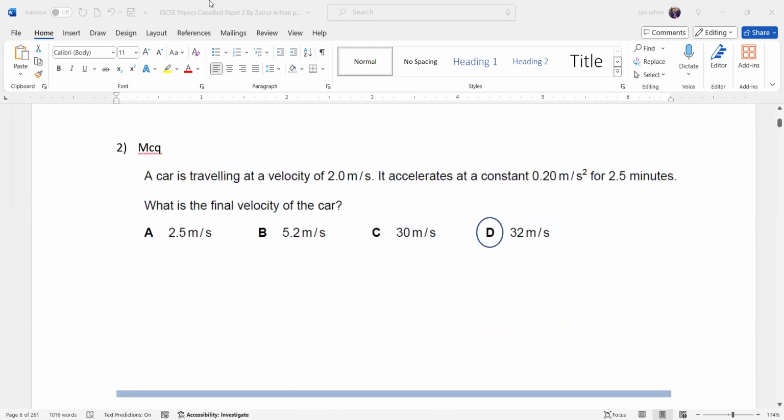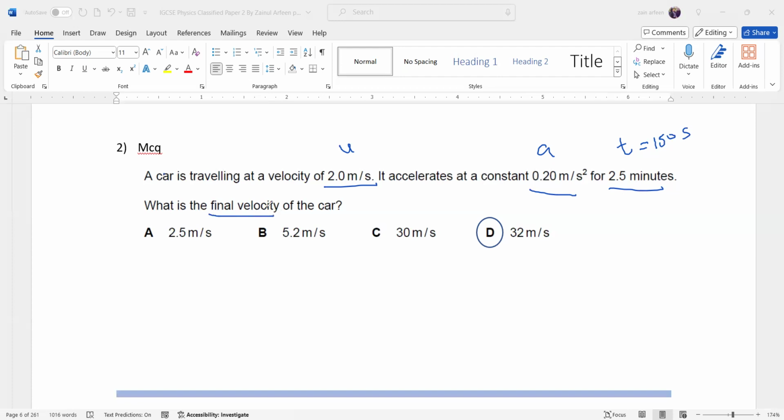The next is a car traveling at a velocity of 2 meters per second. So that's the starting velocity U. It accelerates at a constant acceleration of 0.2 for 2.5 minutes. Whenever a time is given in minutes, always convert it into seconds. So 2.5 minutes, how many seconds will there be? What we have to do is multiply by 60. So 2.5 into 60 will be 150 seconds.